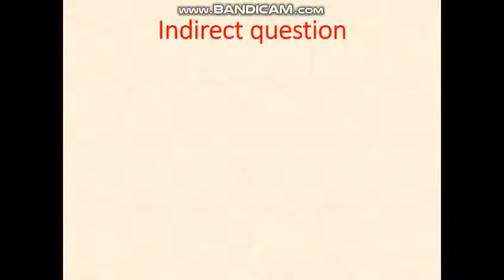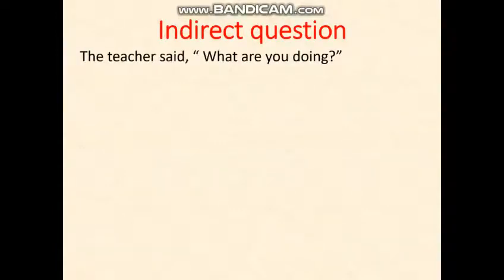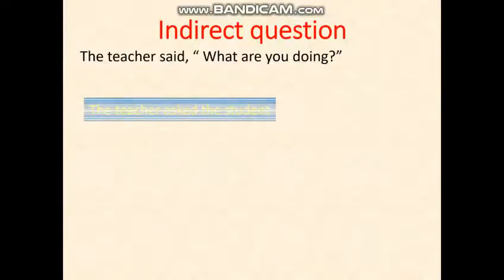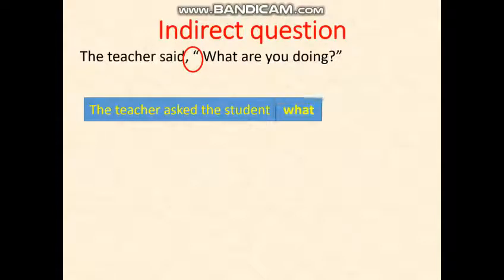What about indirect questions? The teacher said, "What are you doing?" The teacher asked the student. What stays as it is. Bring the subject and change it into indirect. You becomes he or she. The verb are doing becomes was doing.